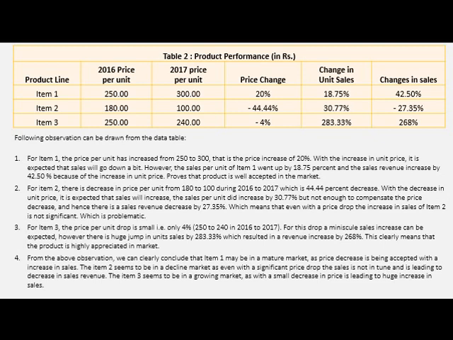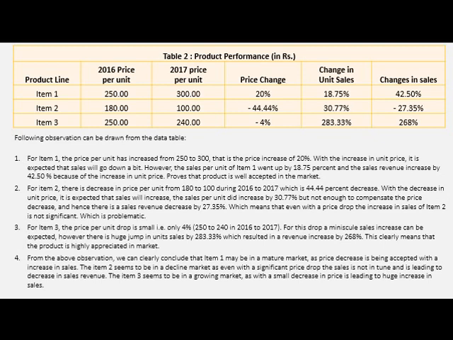Point number 2: for item 2, there is a decrease in price per unit from 180 to 100 during 2016 to 2017, which is a 44.44% decrease. With the decrease in unit price, it is expected that sales will increase, and the sales per unit did increase by 30.77%, but not enough to compensate for the price decrease, and hence there is a sales revenue decrease by 27.35%. Which means that even with a price drop, the increase in sales of item 2 is not significant, which is problematic.